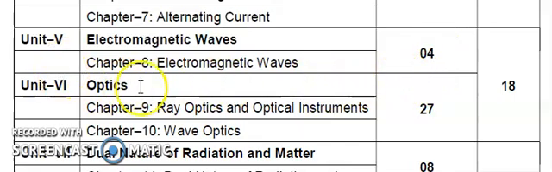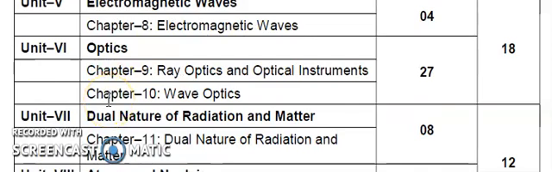Unit 5 consists of only one. Let us move to unit 6. Okay. Unit 5 and unit 6 together consist of 18 marks. Unit 6, you can see two very important and bulky chapters are there. We can say the lengthy chapters.